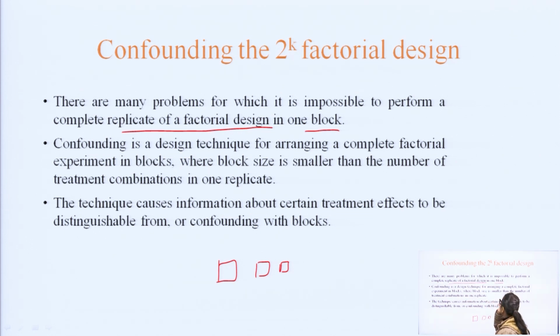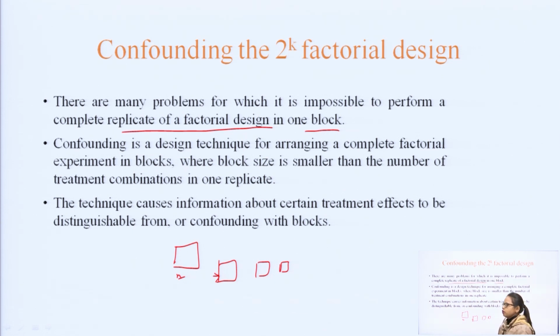So there are many problems in which it is very difficult to replicate the factorial design. In the previous blocking system, we just made one block and then replicated it. We replicated the trial batch 3 times, but here it is very complicated to replicate a factorial design in one block. So in that case we need confounding in the 2k factorial design.